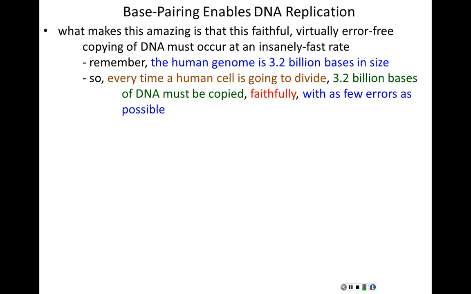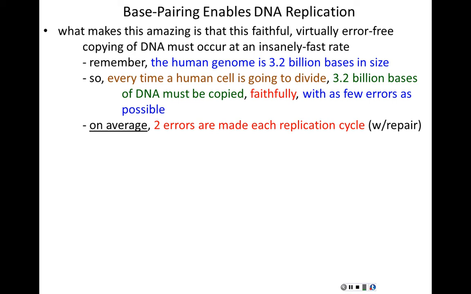Unbelievably, on average, two errors are made with each replication cycle of a human cell. Now think about that. 3.2 billion bases of DNA are being copied, and how many mistakes do you make? Two. And that's the error rate with DNA repair functioning as well. We'll talk about DNA repair in the next lecture, but more mistakes than that are made. It's just that most of them are fixed. So two mistakes slip through the cracks and get transmitted to the next cell.